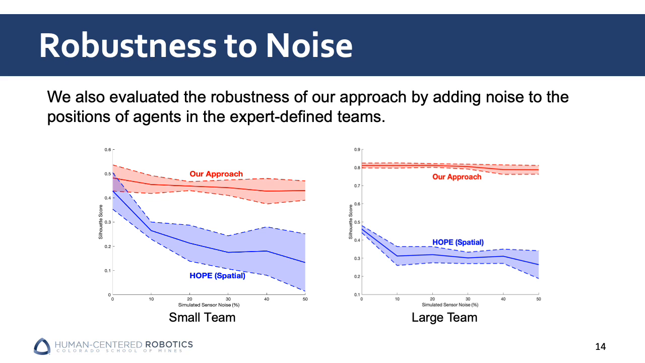The Hope graph embedding method was not able to do this, as it relies solely on spatial positions. The ability of our approach to integrate multiple modalities and not just rely on spatial positions makes it much more robust to noise, allowing it to maintain high accuracy because of its integration of communication relationships and hierarchy.